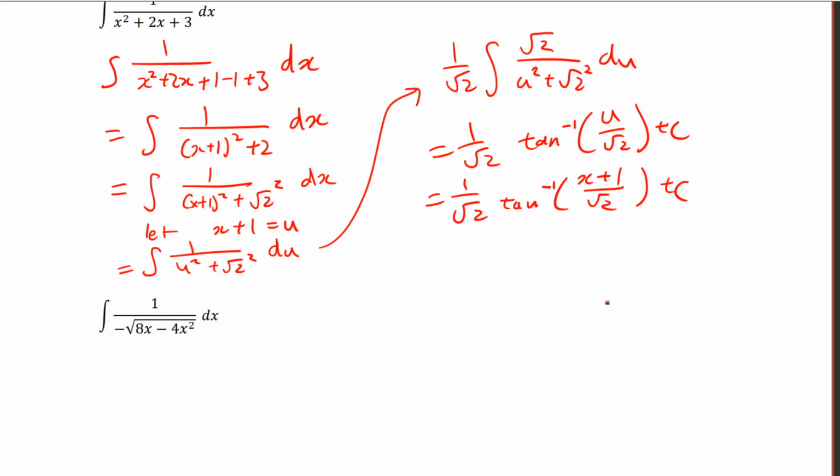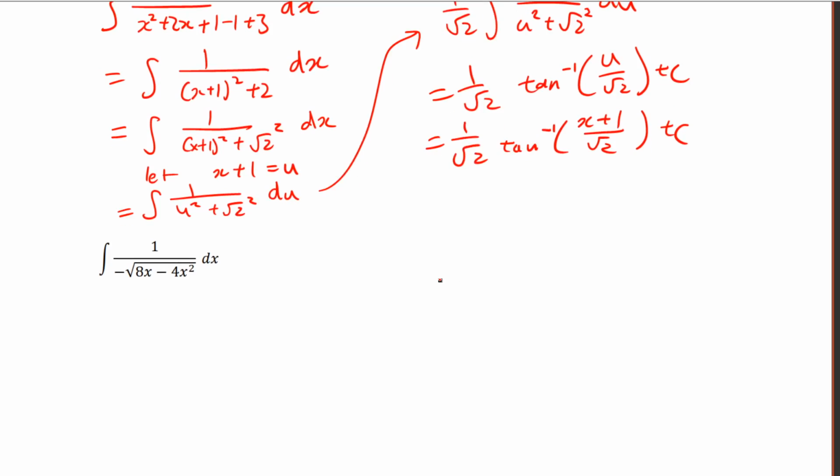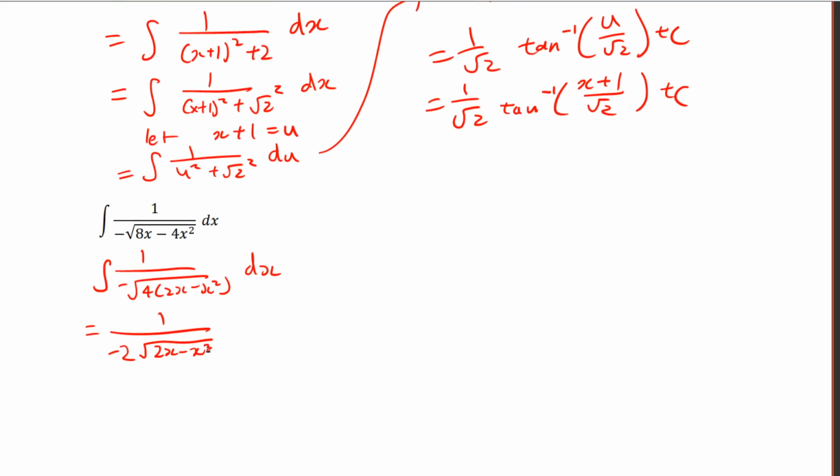And just as a final example, this completing the square method can also be used for cos and sine. So again, here I have my square root, 8x minus 4x squared, which is not in the right form for cos and sine. But if I just complete the square, I'm going to take out the factor first. I can take out 4, so this is 2x minus x squared. And the square root of 4 is 2, so I can take it out. 2 root 2x minus x squared.